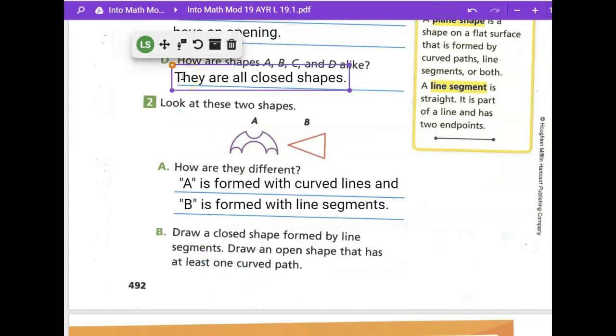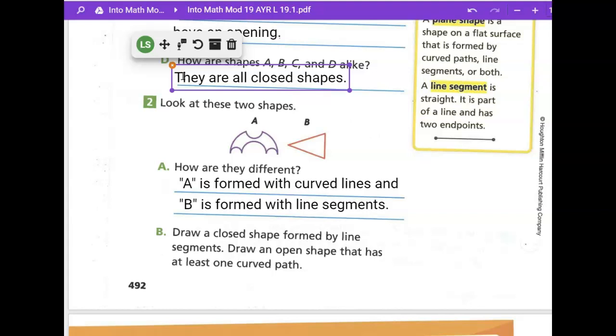Okay, so there's several different things you can write. A is formed with curved lines and B is formed with line segments. Somebody wrote that one has how many vertices? 6 vertices, and one has 3.